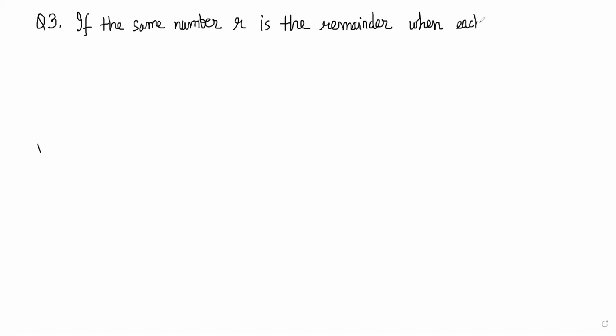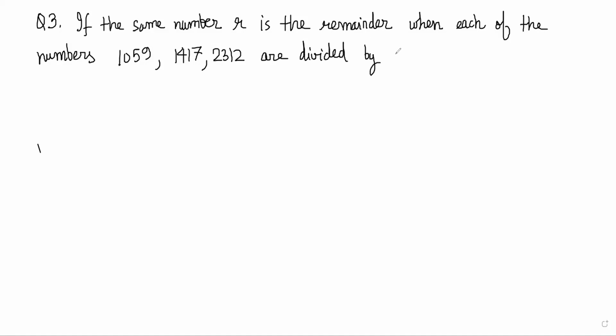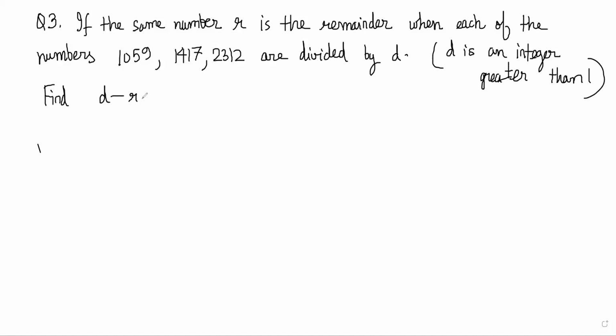Question 3 is, if the same number r is the remainder when each of the numbers 1059, 1417 and 2312 are divided by d, where d is an integer greater than 1, you have to find the value of d minus r. So a simple problem based on the division algorithm by Euclid.